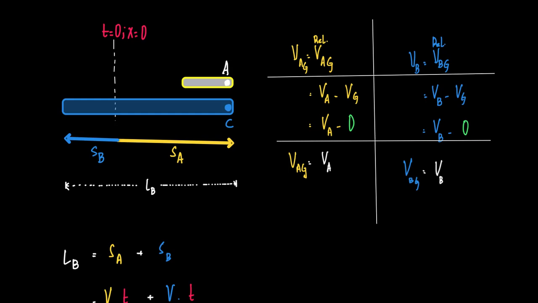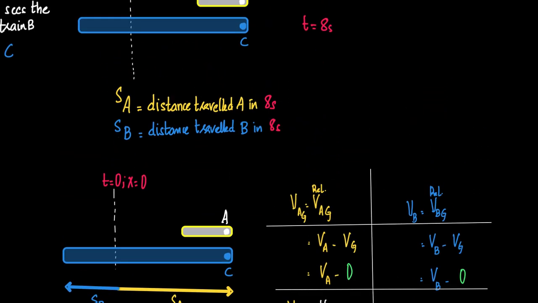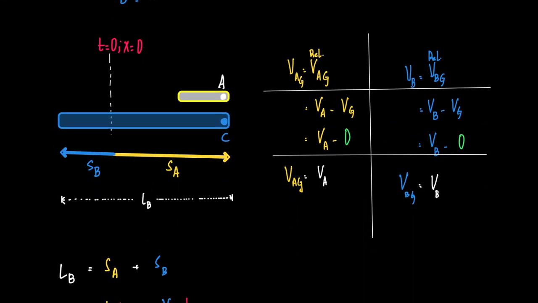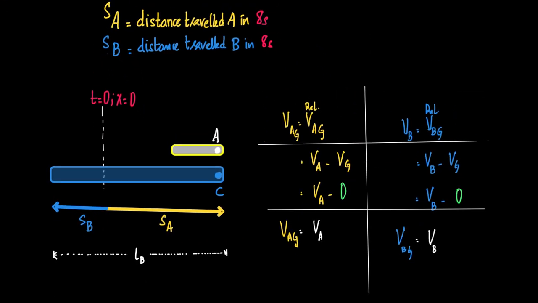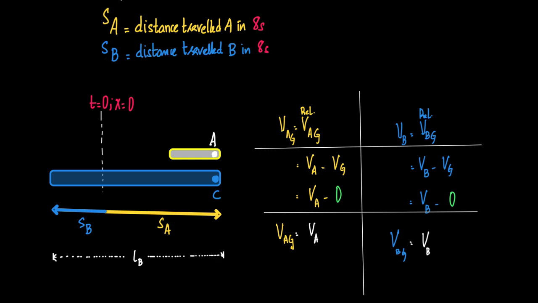So now, coming to this question, see the direct answer. If at all you want to have the direct answer here, we have SA is equal to distance traveled by A in 8 seconds. So this is SA. SB is the distance traveled by B in 8 seconds. When you combine SA and SB, that is when you add the lengths SA and SB, you get the length of train B.